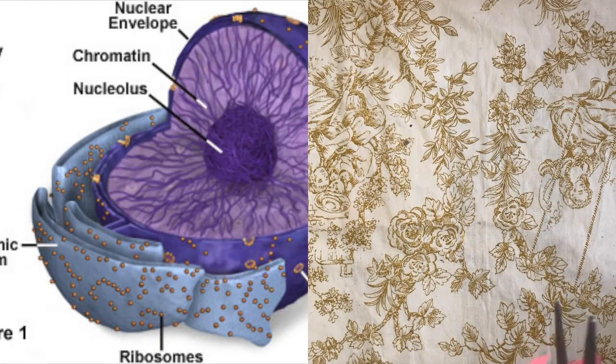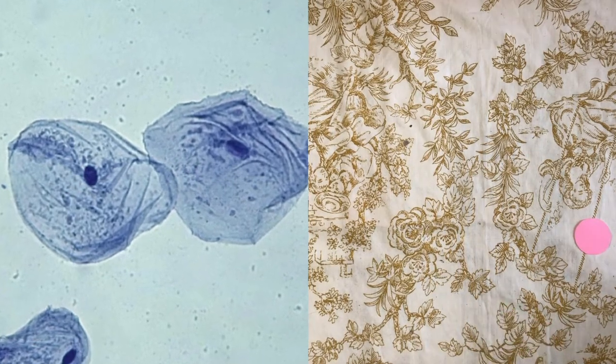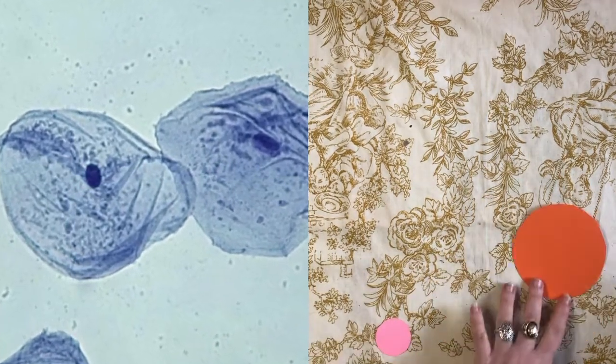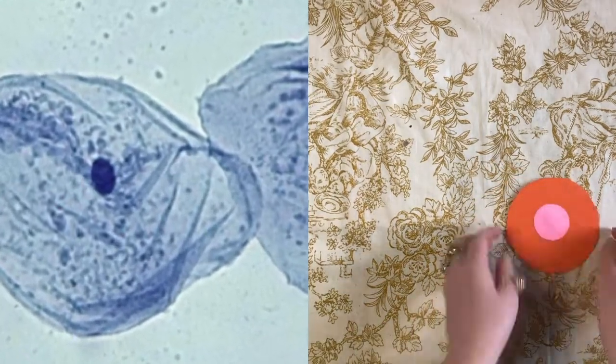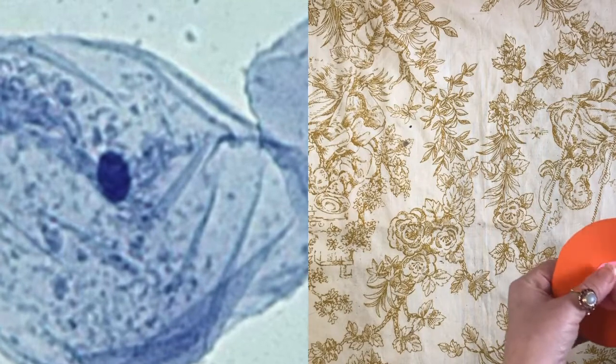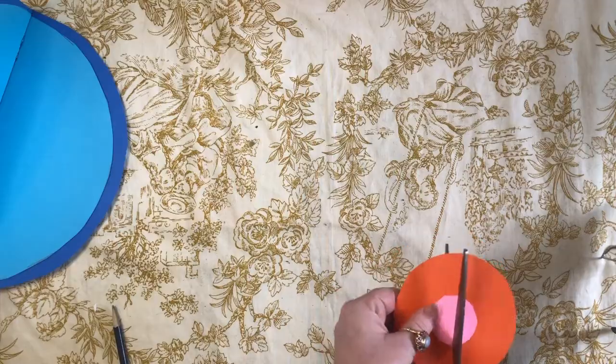Now, the nucleolus is a membraneless organelle within the nucleus that manufactures ribosomes, which are the cell's protein-producing structures. So through a microscope, the nucleolus looks like a large dark spot within the nucleus. A nucleus may contain up to 4 nucleoli.